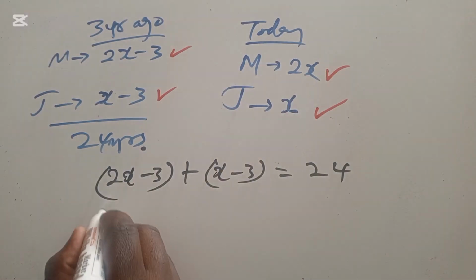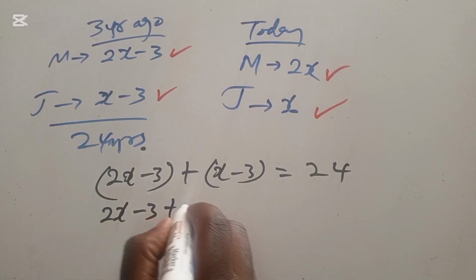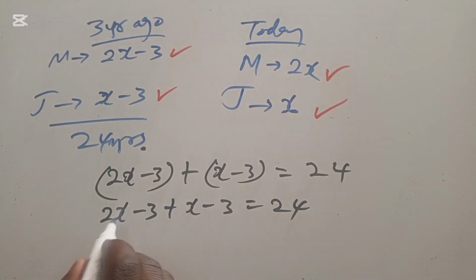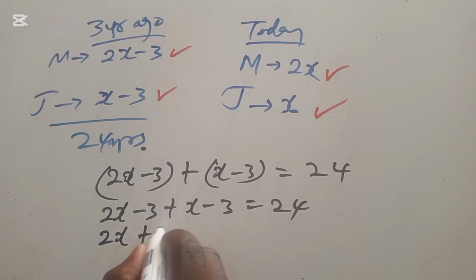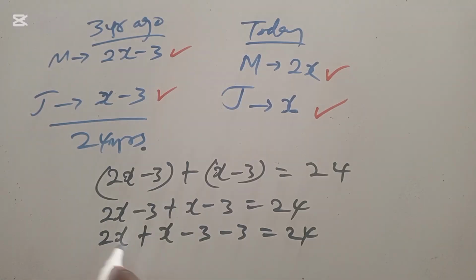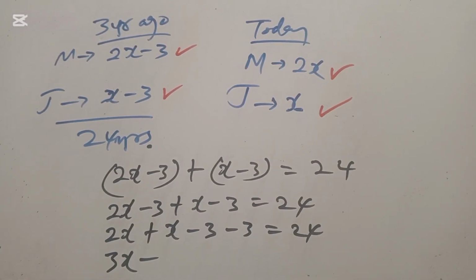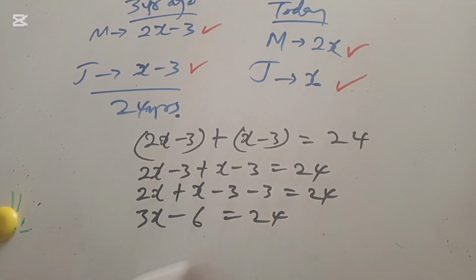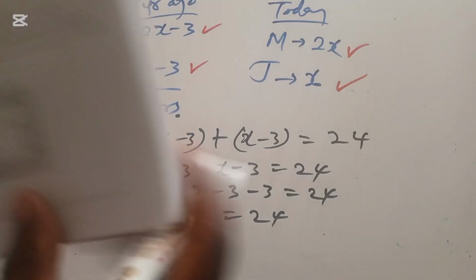So here, you have 2x minus 3 plus x minus 3 equals 24. You have just opened the brackets. So we put like terms together. You have 2x plus x, minus 3 minus 3 equals 24. So these ones I have put together. This one, when I add, is 3x, and negative 3 minus 3 is negative 6. Negative 6 equals 24.